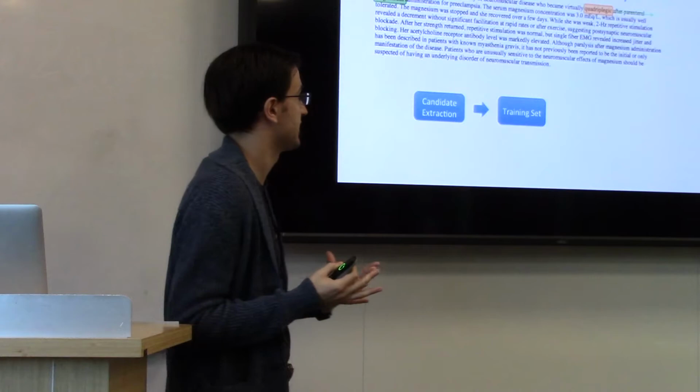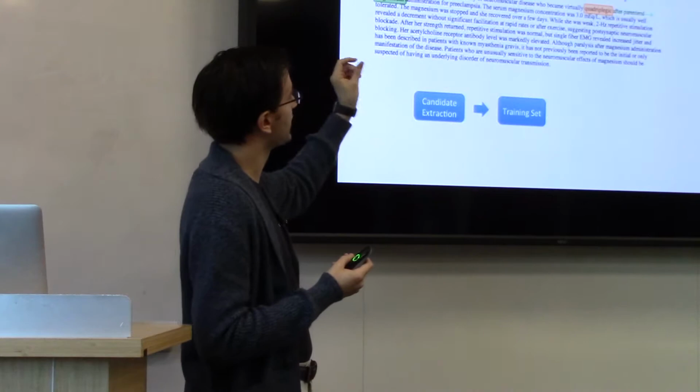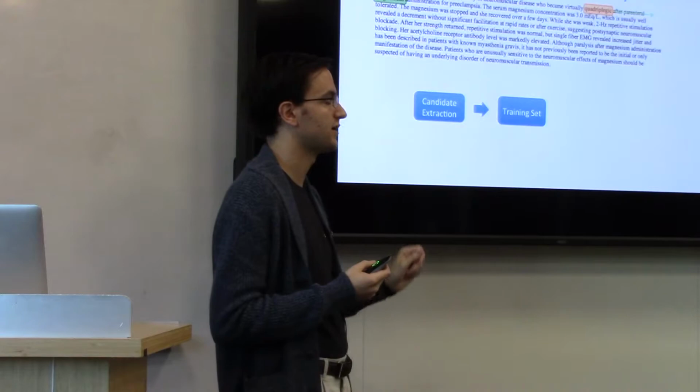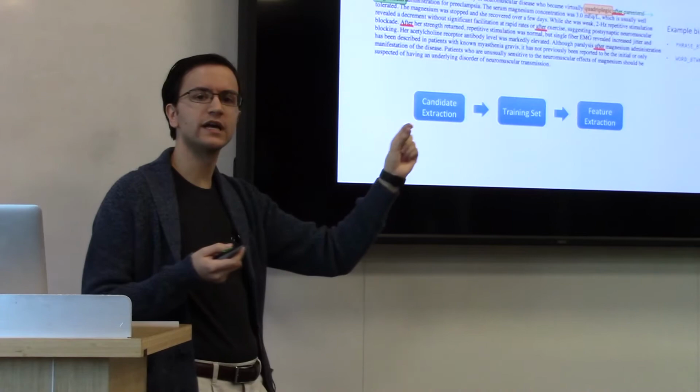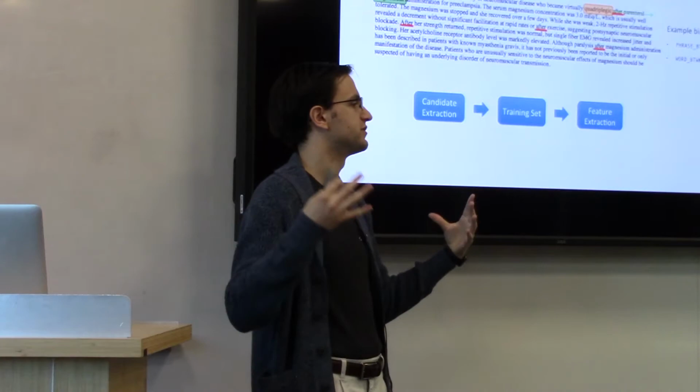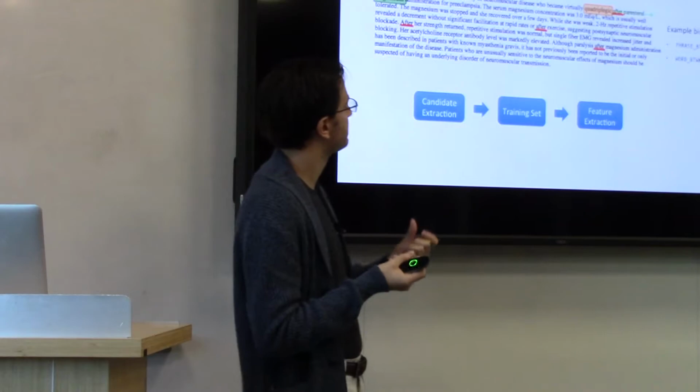But this is the thing that comes next in the pipeline: going through and having a human expert on some training set mark which ones are actually true and which ones are not expressed in the text. And from there, in machine learning, one thing that we have to do next is this thing called feature extraction or feature creation. What we want to do is give the machine lots of little bits of information that it can use to make these predictions.